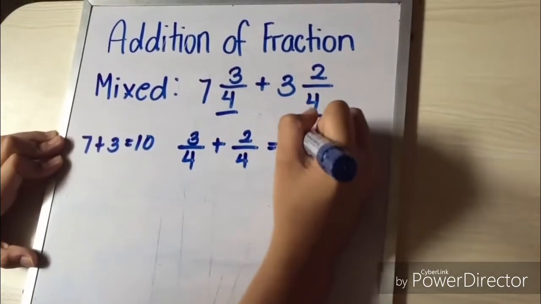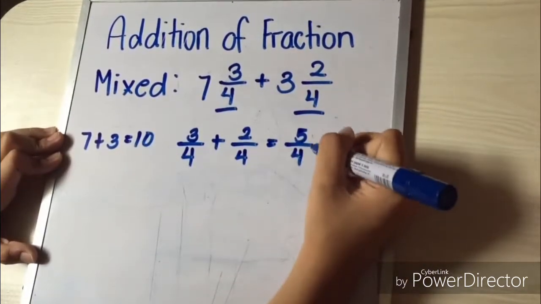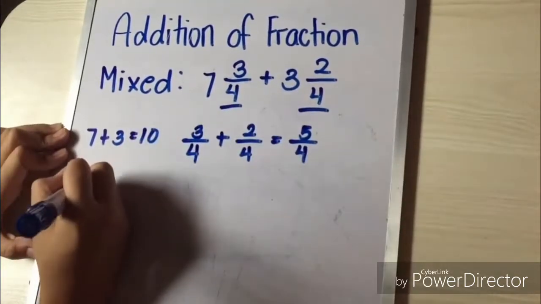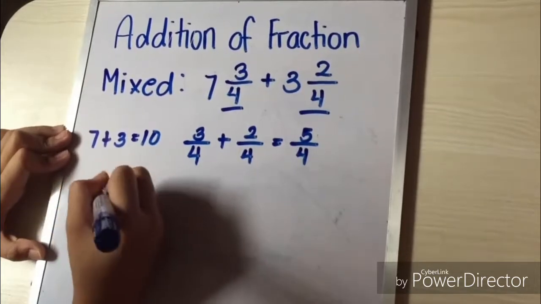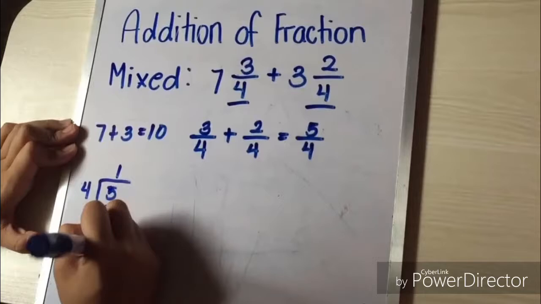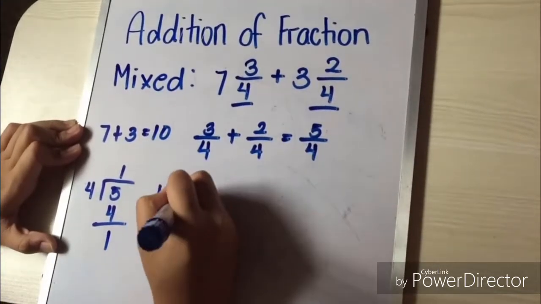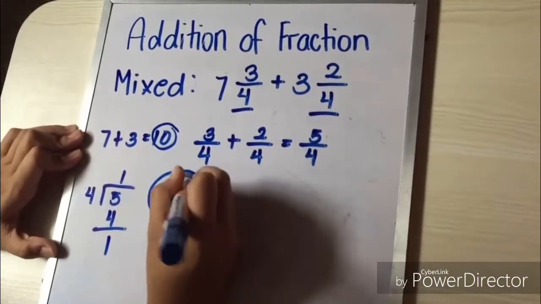Since they are similar fractions, just add the numerators. Then the answer is 5 over 4. And since this is an improper fraction, we must divide the numerator by the denominator. 5 divided by 4 is 1, 1 times 4 is 4, 5 minus 4 is 1. So the answer will be 1 and 1/4.